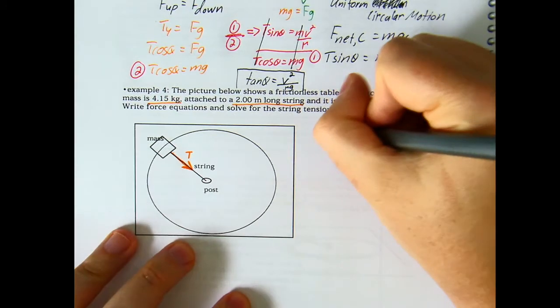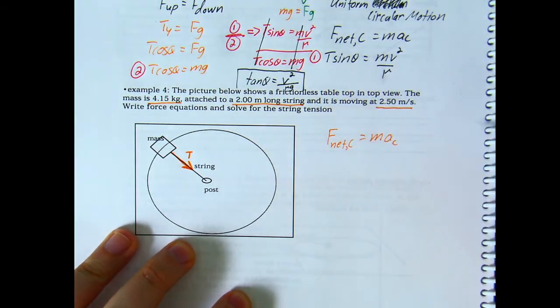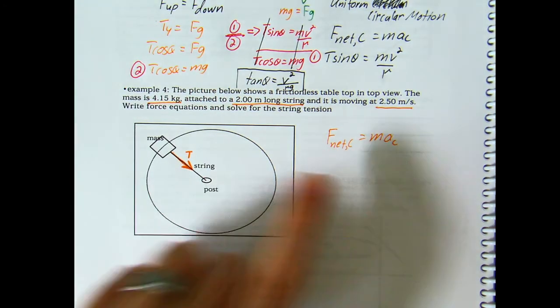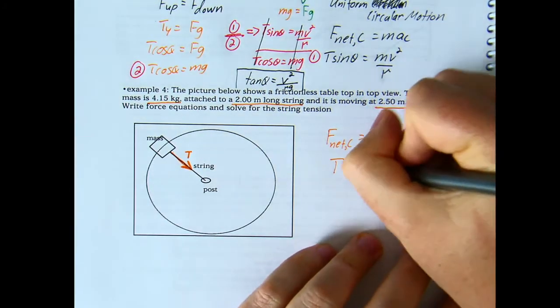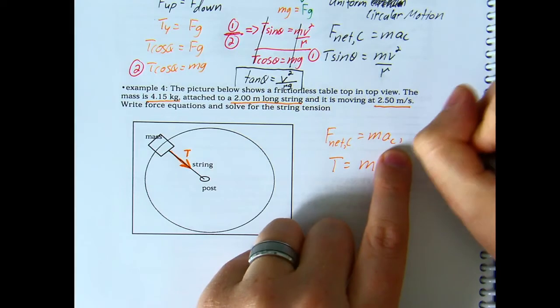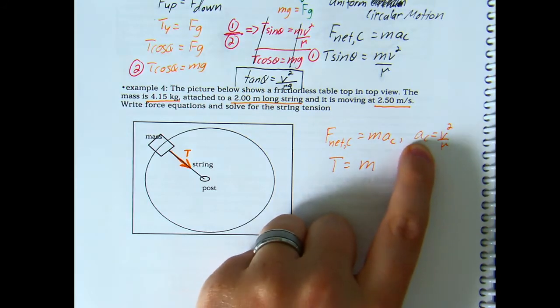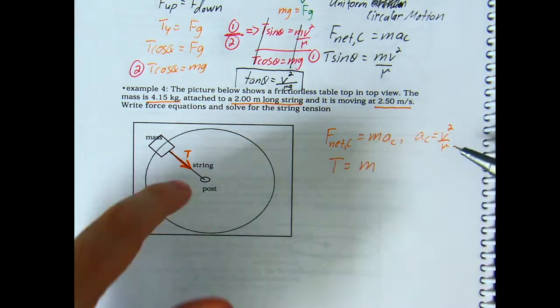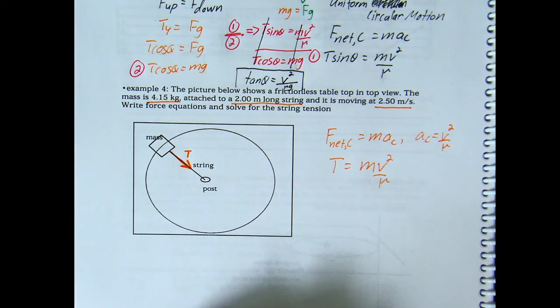So if we get F net C equals M A C, the net force inwards is that tension. So that's going to be T. We've got M. And now if we recall, A C is equal to V squared over R. The acceleration inwards is equal to the speed of the object squared divided by the radius of the circle it's traveling around. So we're going to get M V squared over R.